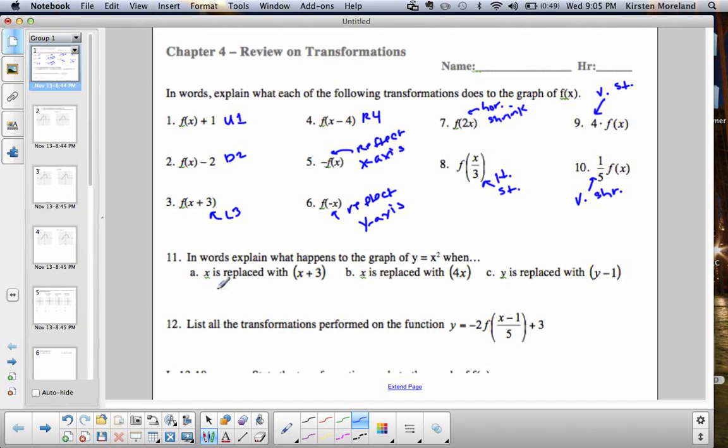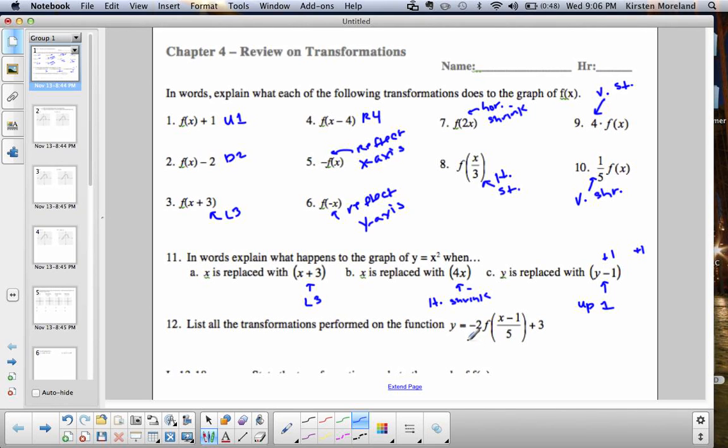Right, next ones are still general. If I have y equals x squared, or really any function, if I replace x with x plus 3, it's going to the left 3. If I replace x with 4x, that means it's a horizontal shrink, because remember, anything inside is horizontal and it's the opposite, so it's a shrink. And this one's the tricky one. It says y minus 1. Remember, if you were going to plug that in for y, you'd want to add 1 to both sides. So this one's really going up 1. It's always opposite when it's inside parentheses.